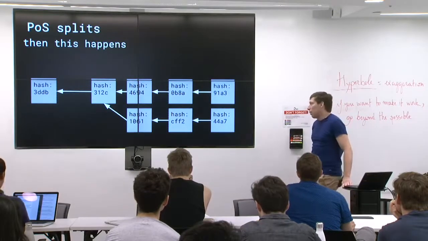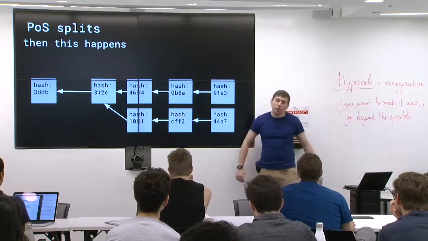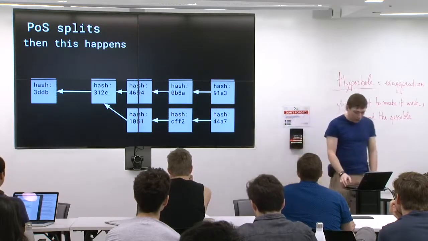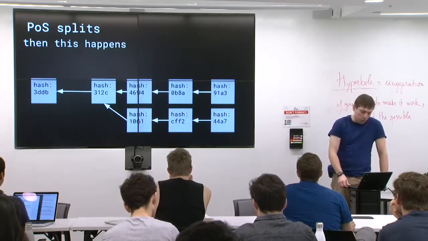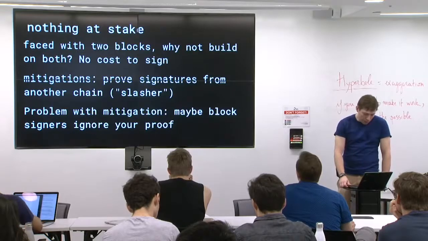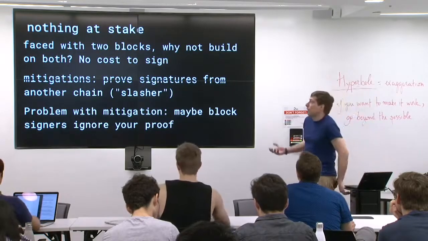Because if I pick one, I might be wrong. If I pick both, I can't be wrong. So this is a problem called nothing at stake. You have no risk here. You're not actually doing any work. Might as well just keep going. So faced with two blocks, why not sign both?